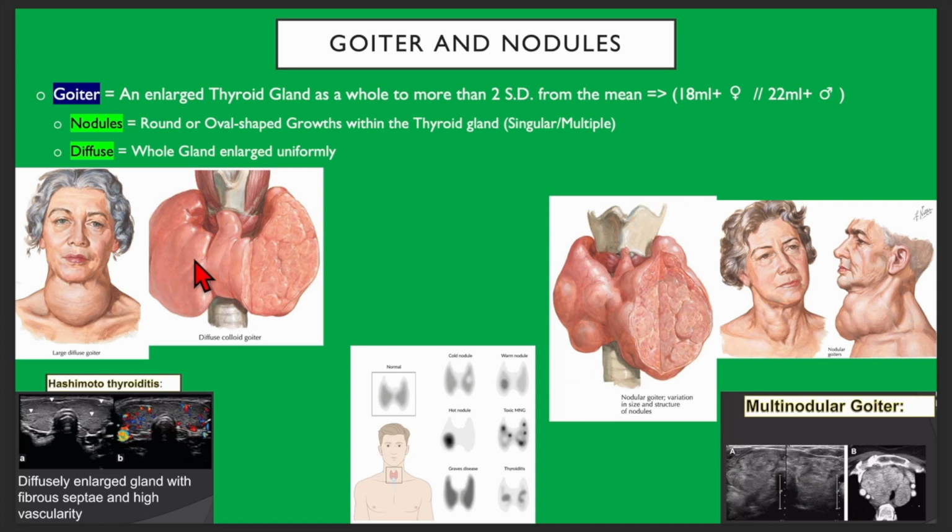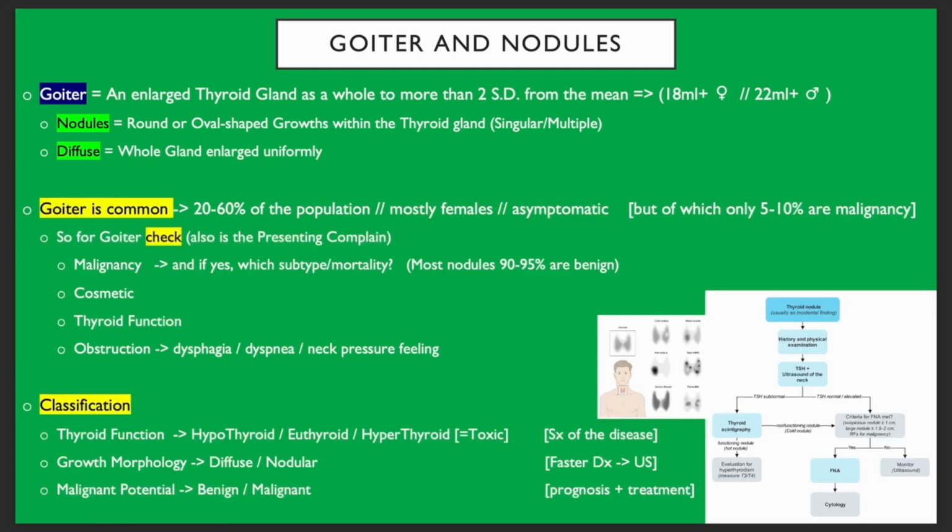Even if you feel it on palpation, which is not so common in untrained hands, even if you feel it, then you need to use ultrasound. Always use the ultrasound. You cannot give a diagnosis just by palpation. And on scintigraphy, you can see this is diffuse, for example, the whole gland is getting affected, and nodules are just focal lesions. Here is multi-nodules, a lot of nodules. So this is diffuse goiter and nodular goiter.